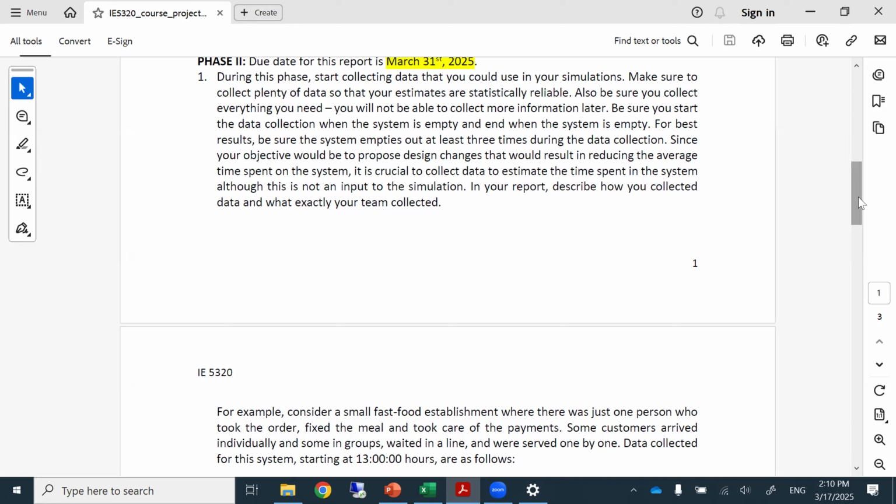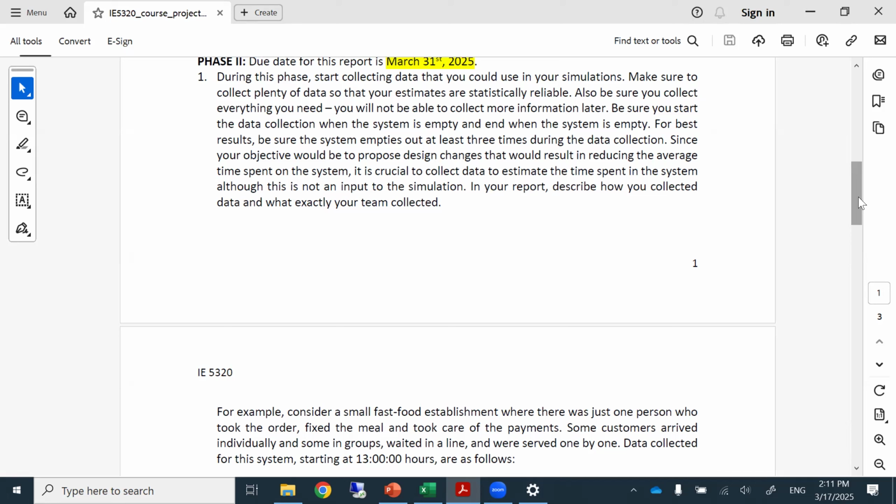Since your objective will be to propose design changes that will result in reducing the average time spent in the system, it is crucial to collect data to estimate the time spent in the system. Although this is not an input of the simulation, we are gathering information to build the input models for our system, but at the same time, we're gathering data to validate our simulation, right?